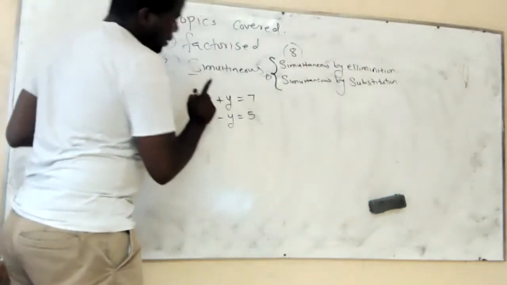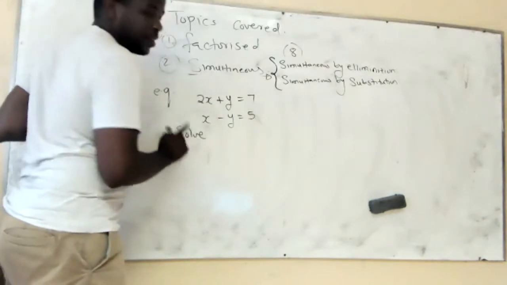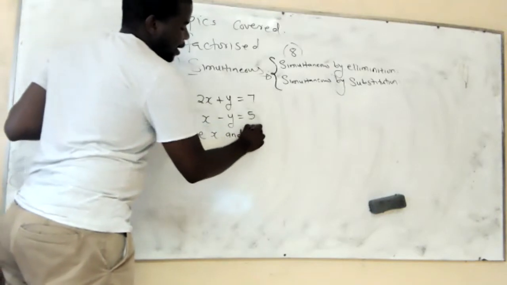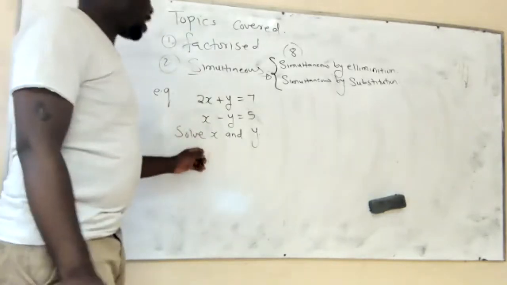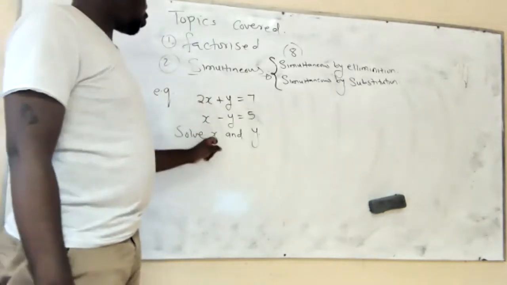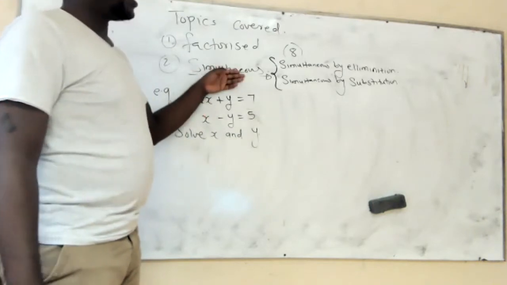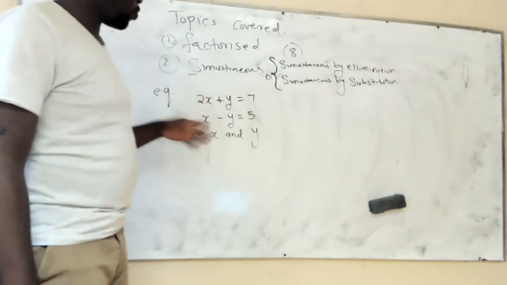So we use these simultaneous equations if we are solving. The question would say solve x and y. And I can tell you, in your grade, there is no other method which can help you to solve the value of x and the value of y from this equation other than simultaneous. So you need to use simultaneous in order to attend to these kinds of questions.